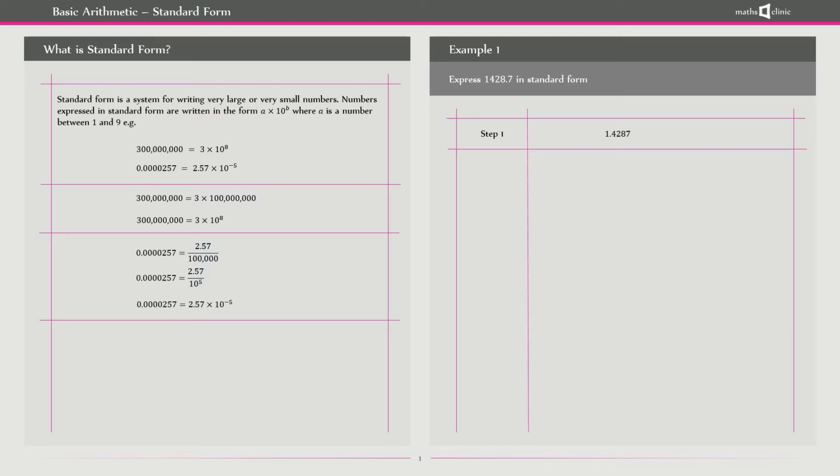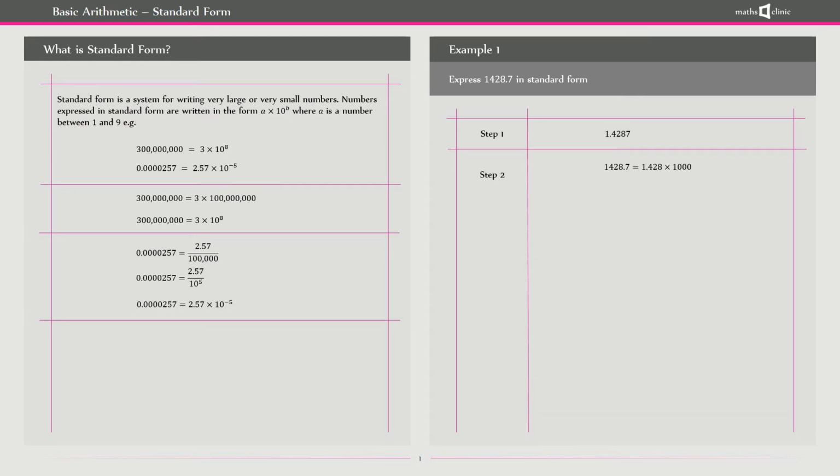Now the next thing we want to do is compare our standard number to the actual number we're given in the question. So step 2, compare this standard number to the actual number we're given. Basically, 1428.7 equals our standard number 1.4287 times 1000. If you remember from working with decimal places, you have 1.4287 times 1000, you move that decimal, and you end up with an answer of 1428.7.